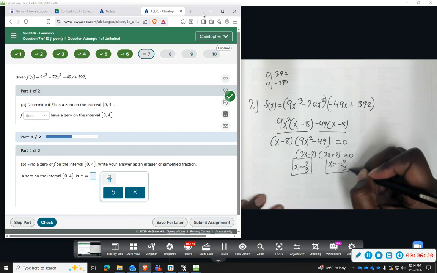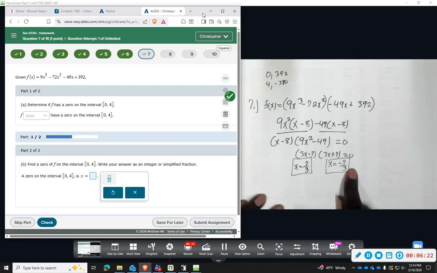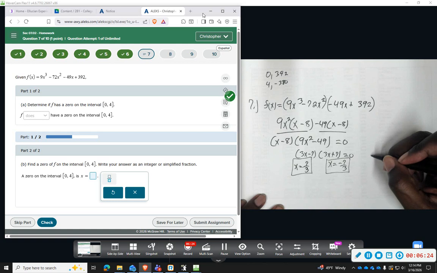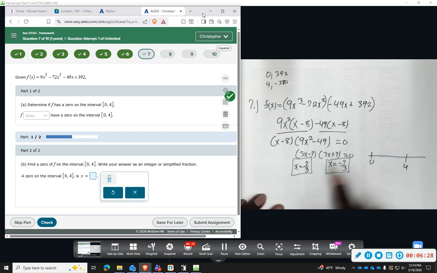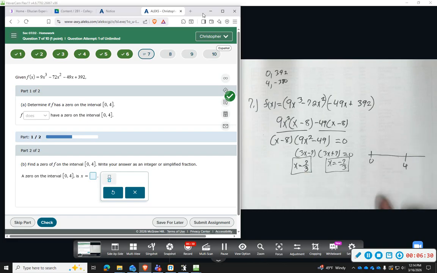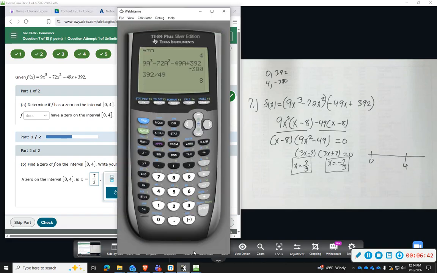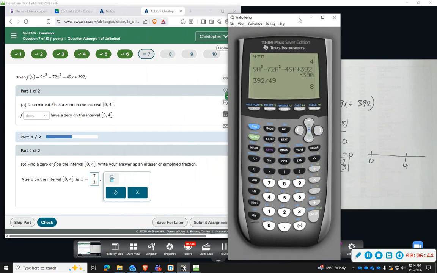And this one is a 0, but it's not in the interval 0 to 4. That's the one we're looking for. So the one that's between 0 and 4 is 7 over 3. Now, just to give you a check, it should give us 2.333.